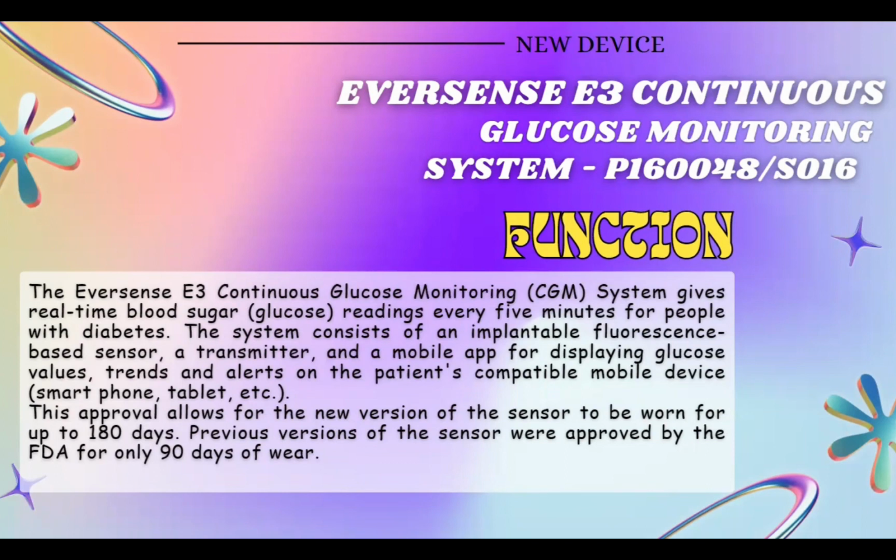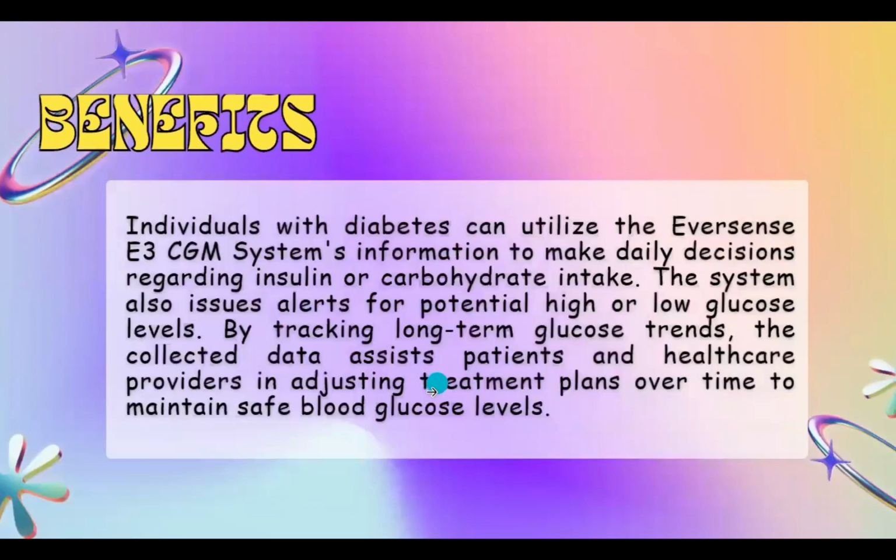This approval allows for the new version of the sensor to be worn for up to 180 days. The previous versions of the sensor were approved by the FDA for only 90 days of wear. The Eversense E3 CGM system empowers individuals with diabetes by providing real-time information about their glucose levels, so let's delve into the key benefits that make it a game changer.